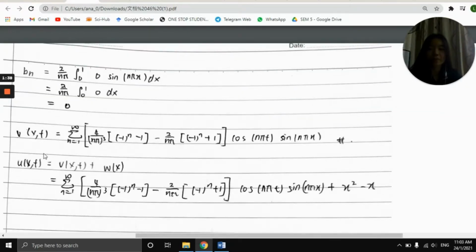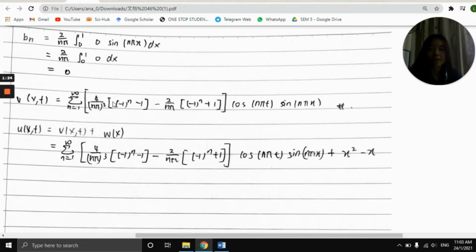After that, we go back to the v(x,t). And this is our a_n. And since our b_n is 0, just ignore it. And then we will get cos(n pi t) sin(n pi x). So from the beginning, we know that we let u(x,t) be equal to v(x,t) plus w(x). So now we substitute the v(x,t) and also w(x) into the u(x,t), and we will get this as our final u(x,t). So that is all for me.